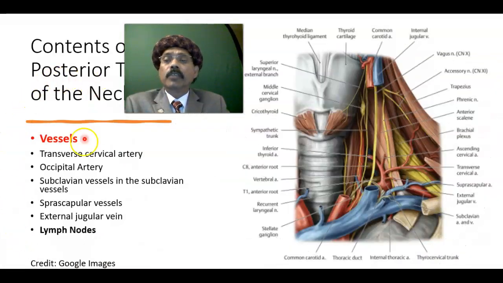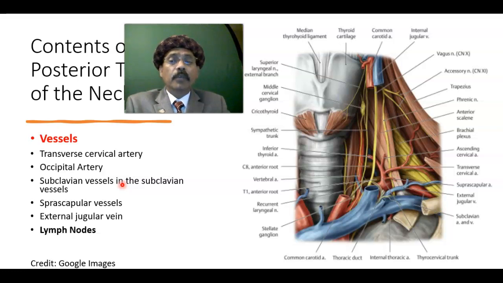Okay, so vessels, we have the transverse cervical artery. This is a transverse cervical artery. It is initially part of the supraclavicular triangle, but it goes to the occipital triangle. It has ascending branches also. The occipital artery we have seen in a previous image. It is a branch of the external carotid artery.